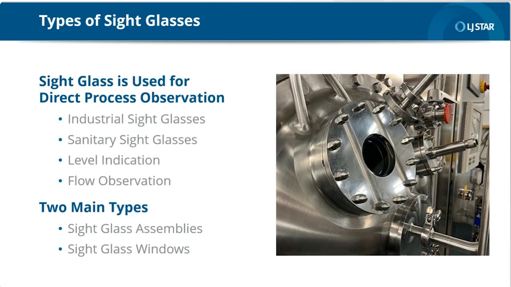Types of sight glasses. For process observation, there are two types of sight glasses. Sight glass assemblies have a glass disc that is sandwiched between two gaskets held in place by a cover flange. The flange is bolted onto the process vessel. Sight glass windows have glass that is fused to a metal frame. The metal frame is usually clamped onto the process vessel. Sight glass windows offer high pressure ratings and can be reused after maintenance is performed.